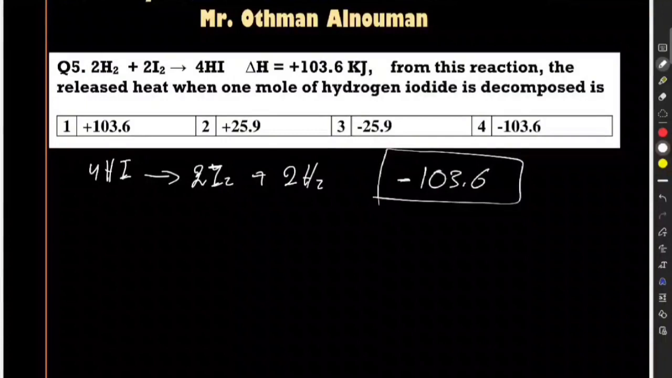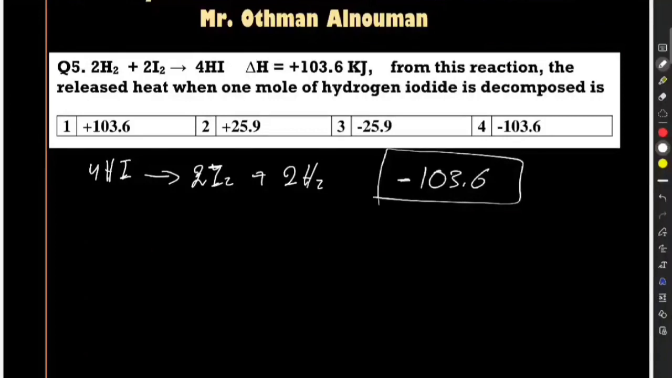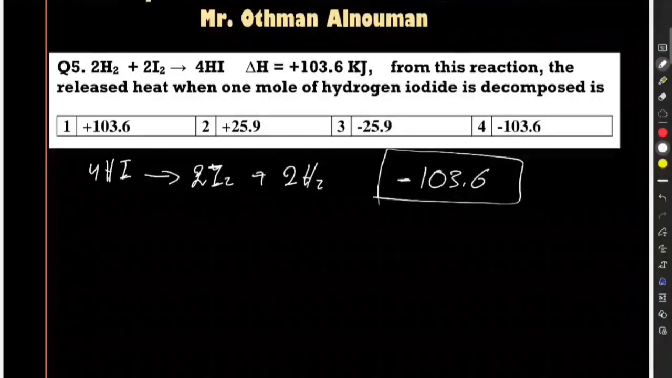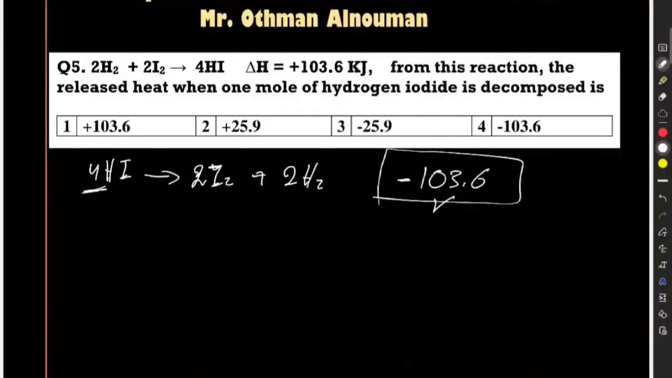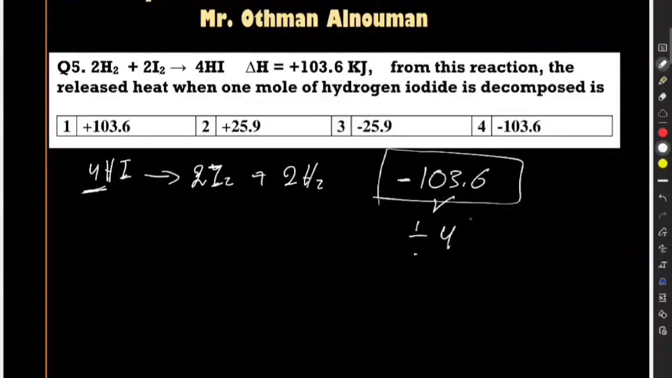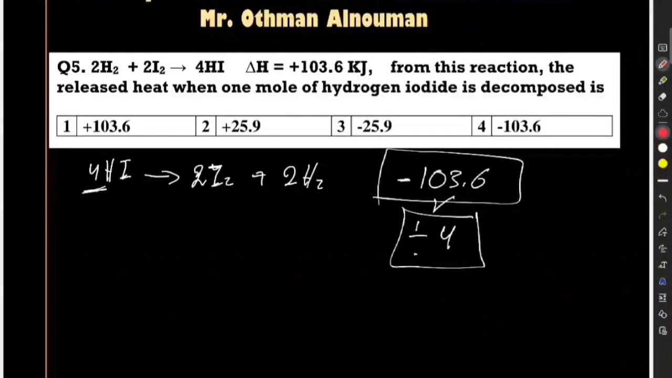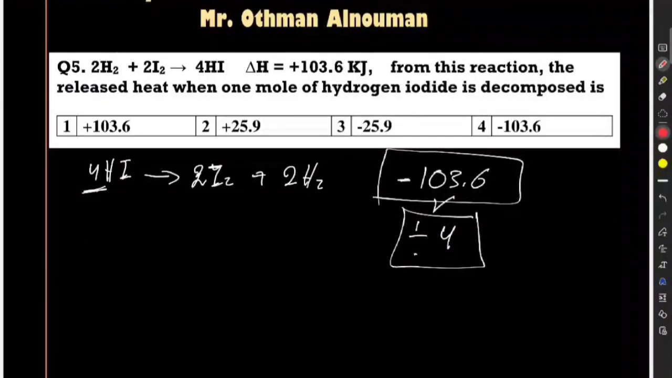It was above in the equation, the original heat of formation. Now I made it heat of decomposition, which is breaking down, when something breaks down into 2 things. But this was the heat of decomposition of 4 moles of hydrogen iodide, and the question tells us when 1 mole. So what I will do, I will just divide this over 4, and if I calculate it, it will be negative 25.9. The answer is number 3.